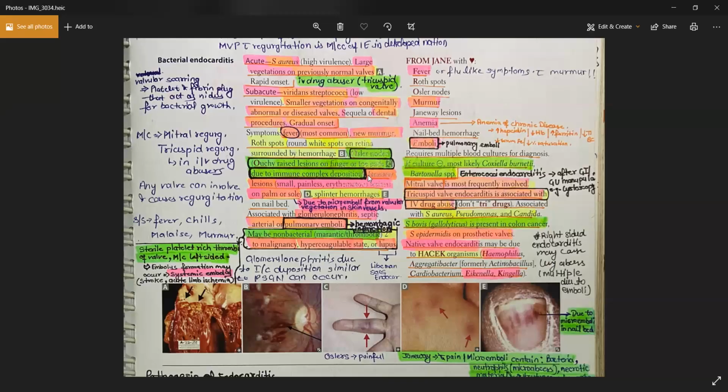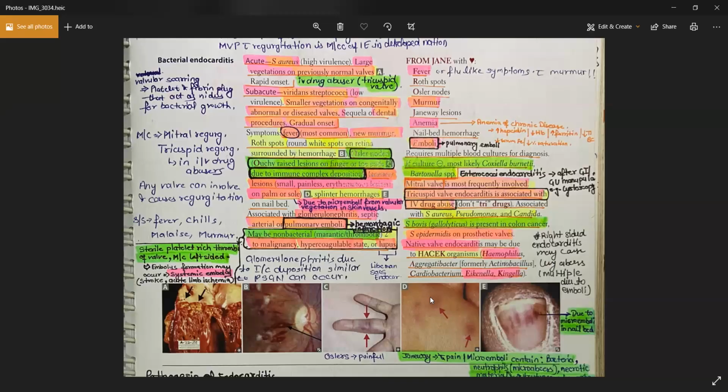Then you also have the Janeway lesions, which are found on the palms or the soles. These are the Janeway lesions, and they are because of blockage of the vessels by emboli. Smaller emboli, or microemboli, will block the skin vessels and cause the Janeway lesions, and they are non-painful.